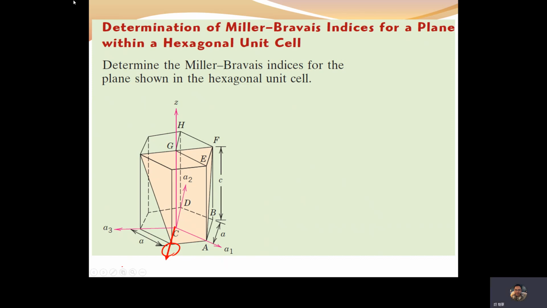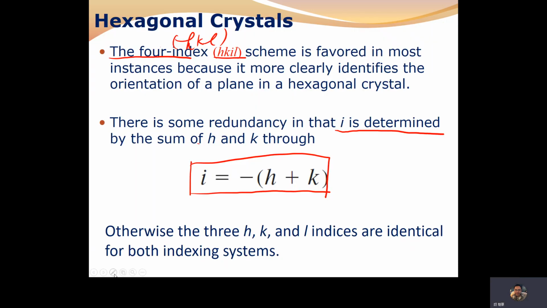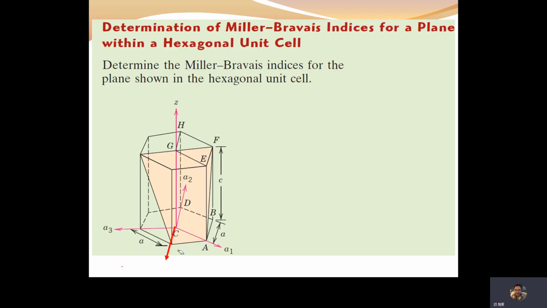Oh, sorry, it's not correct. For this plane, why does the I value equal 0? Why the I value of HKIL, right? The intercepts of A1, A2, A3, and Z. Why? Any reason? You can think of it.